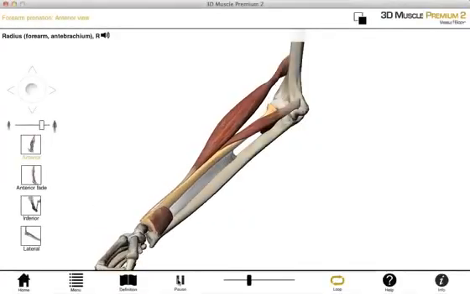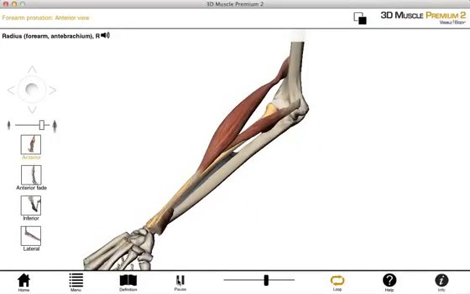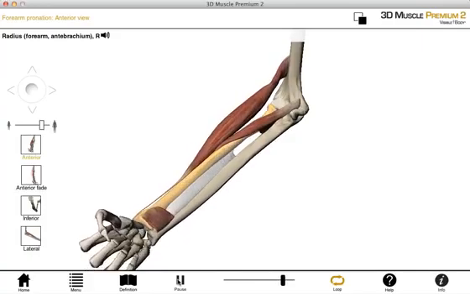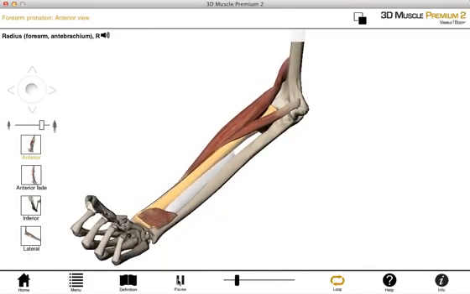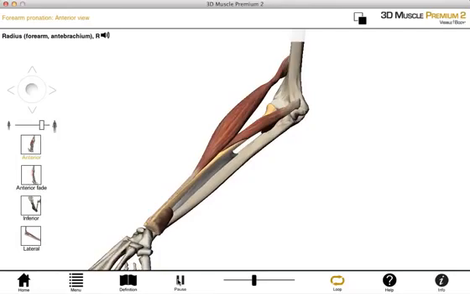The movements that occur at these two particular joints are pronation and supination, which are demonstrated here. Here you can see the forearm pronating, and now it's supinating.